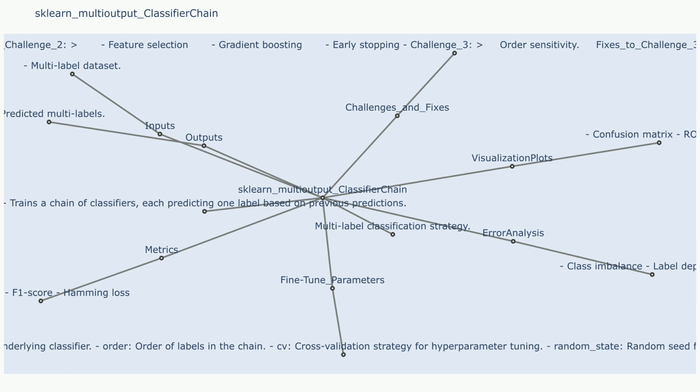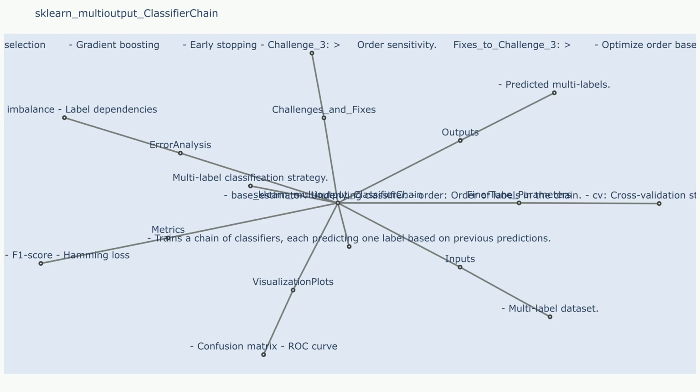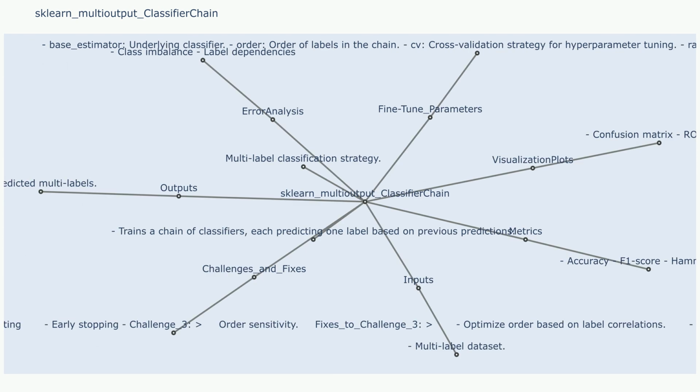The choice of base estimator, e.g., a random forest or logistic regression, has a significant impact on the performance of the classifier chain. The ordering of the outputs can affect the performance of the model, as the chain assumes that there is a causal relationship between the labels.